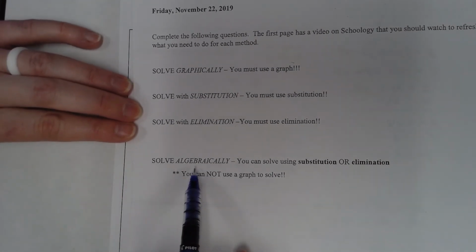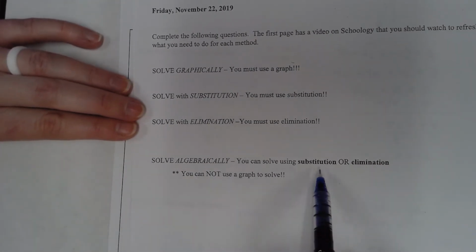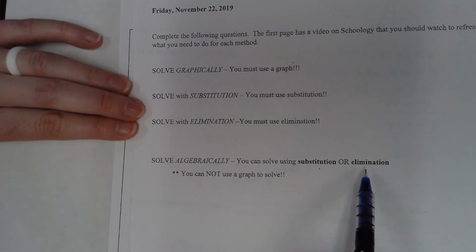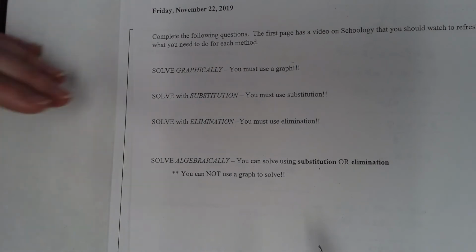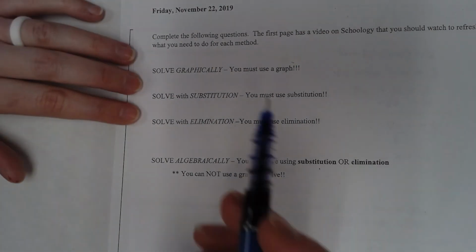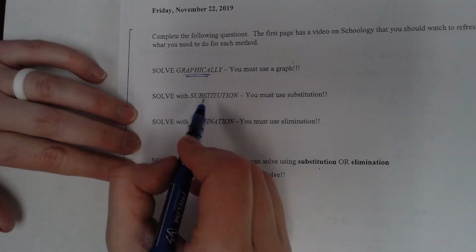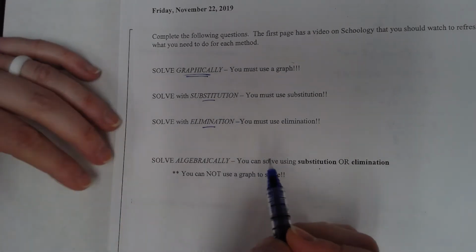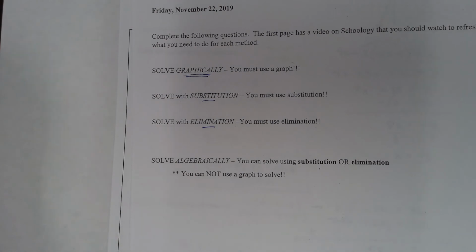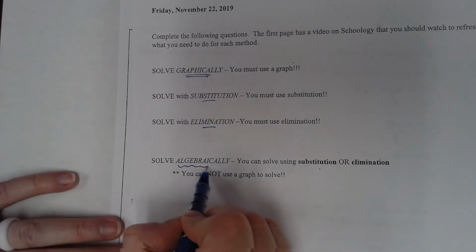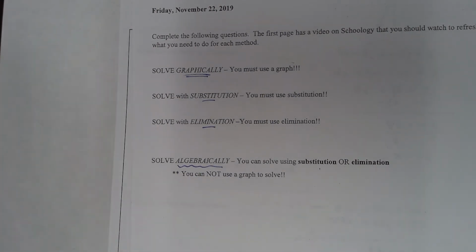Solving algebraically means you can solve using substitution or elimination. You get to pick which method you want to use. So that's what you want to watch out for. If they tell you graphically, then you must use a graph. If they tell you substitution or if they tell you elimination, then they're telling you exactly what you have to do. Algebraically is a little different because that leaves you with an option.